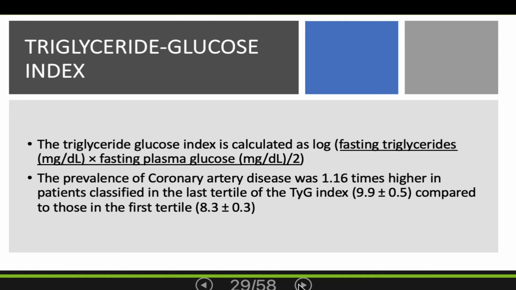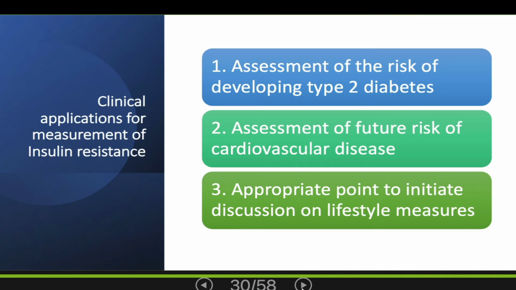So the triglyceride glucose index is very simple to calculate. You use the log of fasting triglyceride times plasma glucose divided by 2, and those with higher levels of this index have 1.16 times higher risk of developing coronary artery disease and a higher risk of developing diabetes.